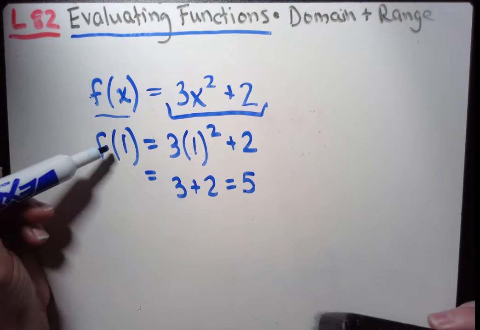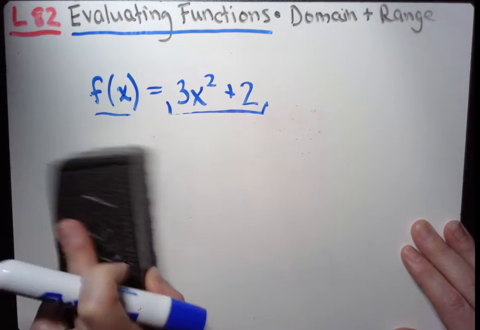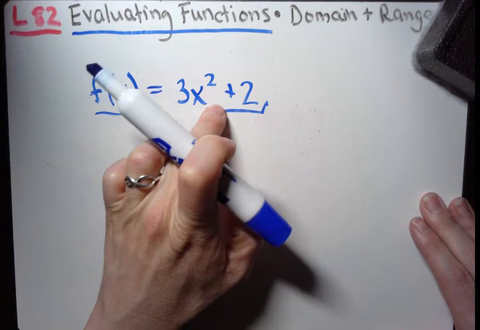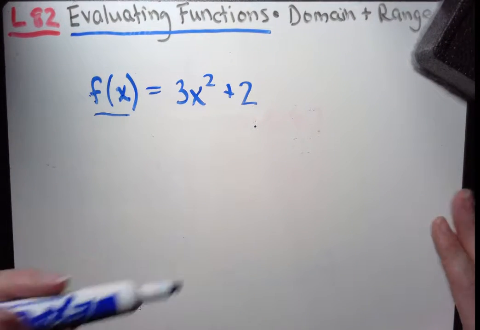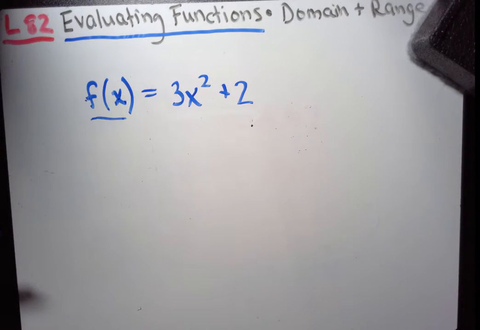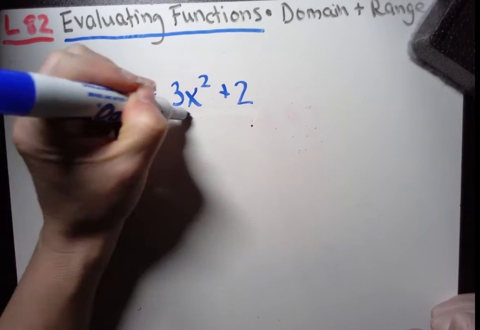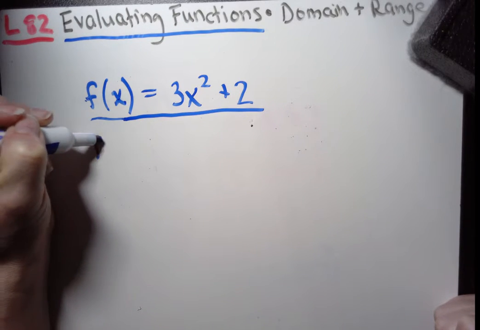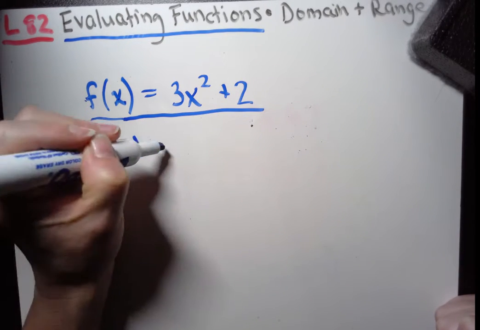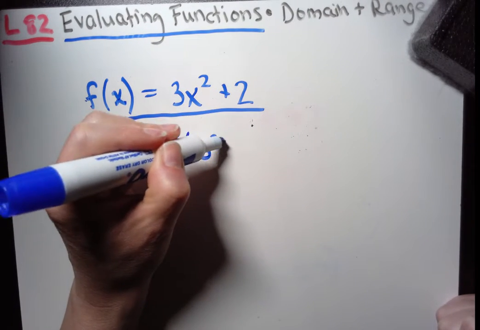You can plug in any number. You can plug in a 2, a 5, a negative 10, and you can calculate what is your output based on this expression. So now we're going to get a little bit more complex with it, and we're going to put in actual expressions instead of f of x. So we know that f of x is this. So if I want to find f of b squared.